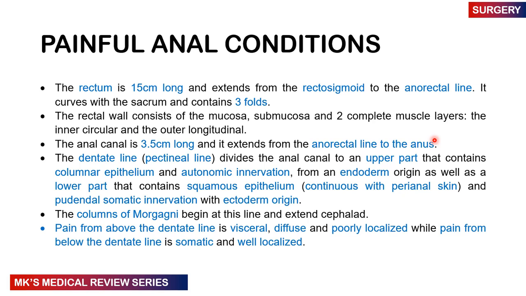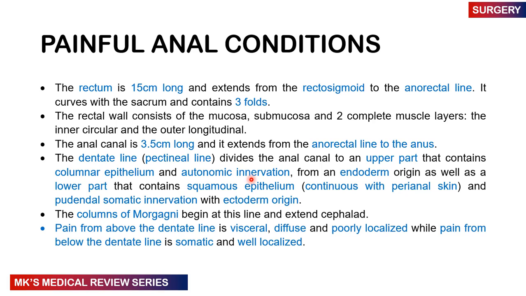Now there is something very, very important which I want you to keep in mind, which is referred to as the dentate line or the pectineal line. Why is this important? It's because it divides the anal canal into predominantly two parts, an upper part and a lower part. The upper part, which is above this line, consists of columnar epithelium, and it's innervated by the autonomic nervous system.